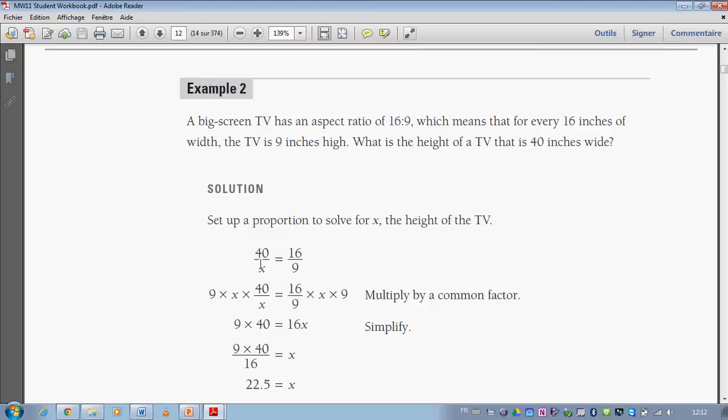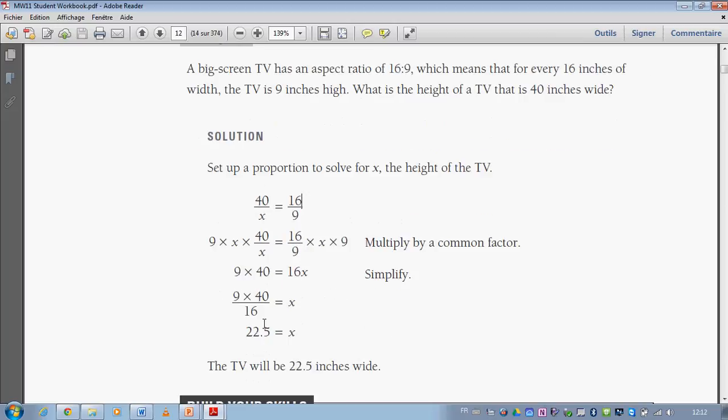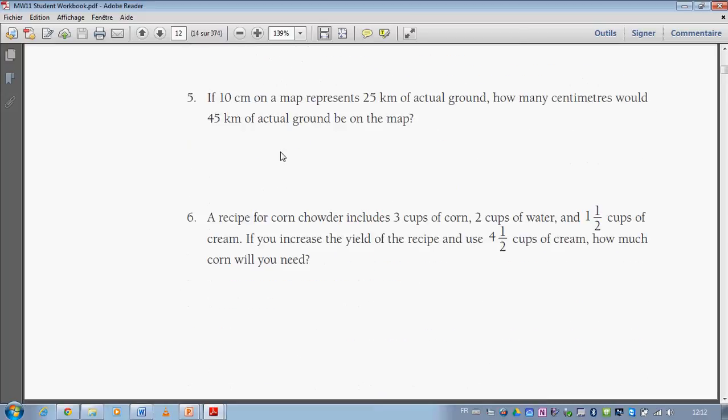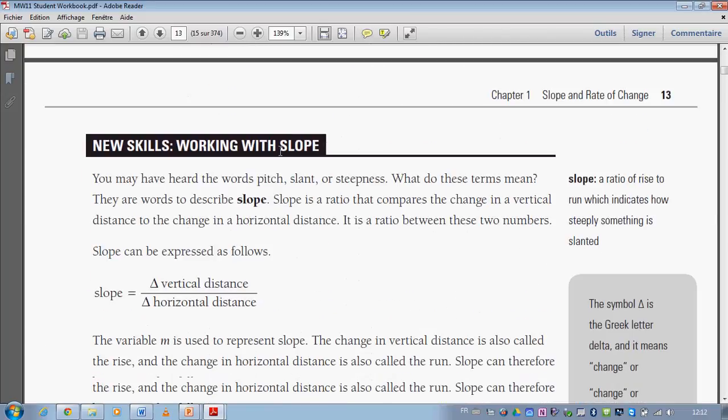Okay, so you just got to make sure that you do set them up appropriately. And then once you've got your proportions set up, then you just take this and you multiply it by that. So whenever you go diagonally, that's when you multiply. And then whenever you go vertically or horizontally, you divide. So 40 times 9 divided by 16 gives you 22.5. So we've got a few more questions here you can try out.